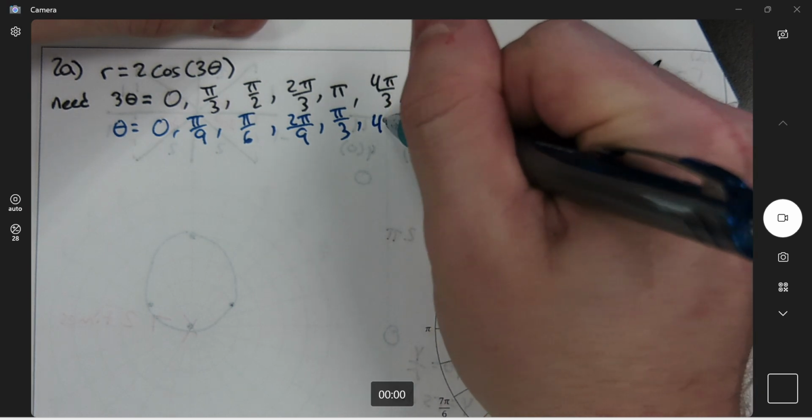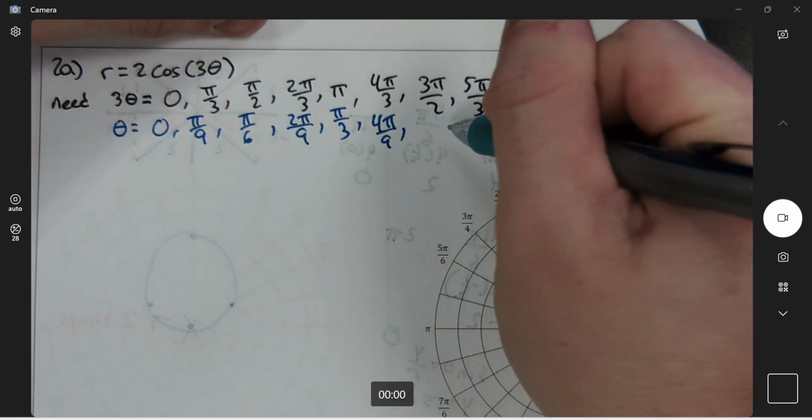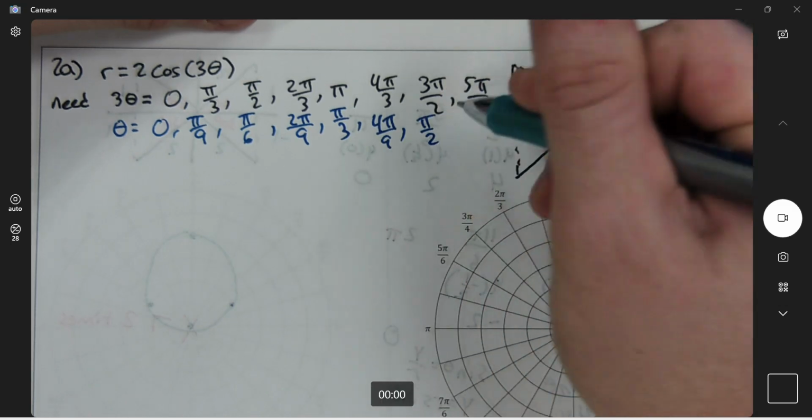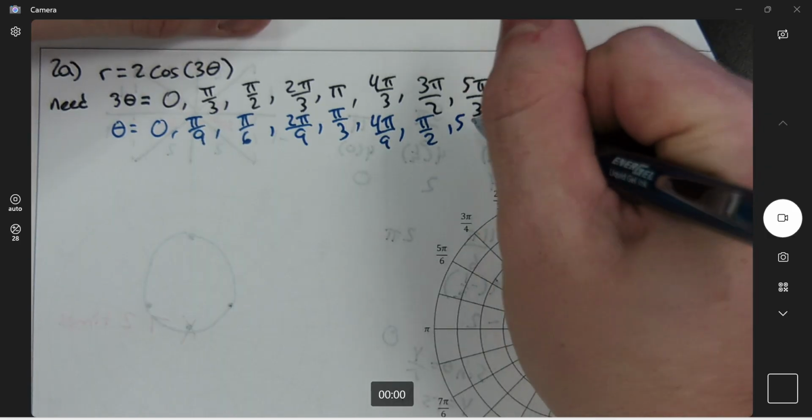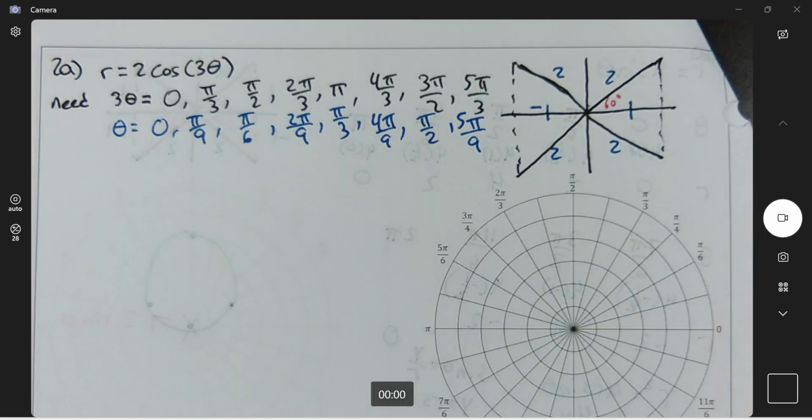Then I have a 4 pi over 9. A pi over 2, because if you divide this by 3, the 3 that's on top gets canceled. And lastly, the 5 pi over 9. So the blue angles are our actual inputs. But where are the pi over 9's on this picture is the question, right?